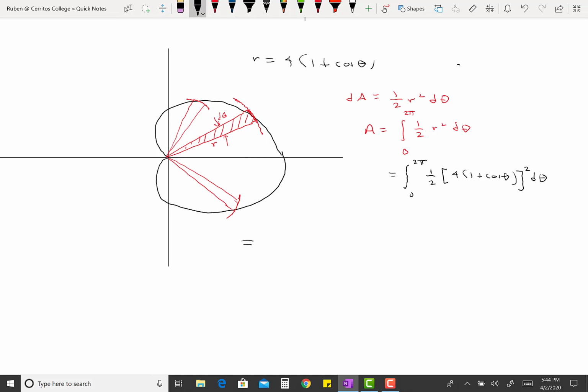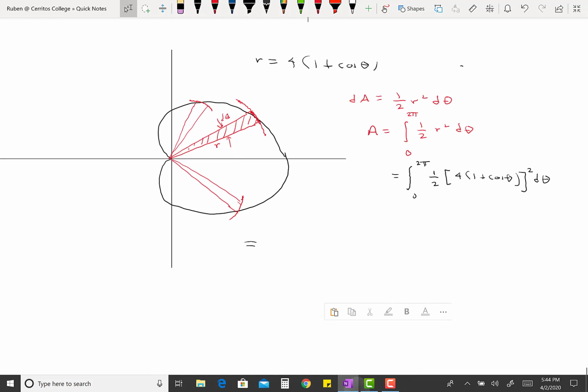Let's find the value of this integral. So this is the integral from 0 to 2 pi. I'm going to square out the 4 in the brackets. So I get 16 multiplied by 1/2. That gives me 8, which I can pull outside of my integral sign. Then I'm going to FOIL out the 1 plus cosine theta to get 1 plus 2 cosine theta plus cosine squared theta, integrating with respect to theta.